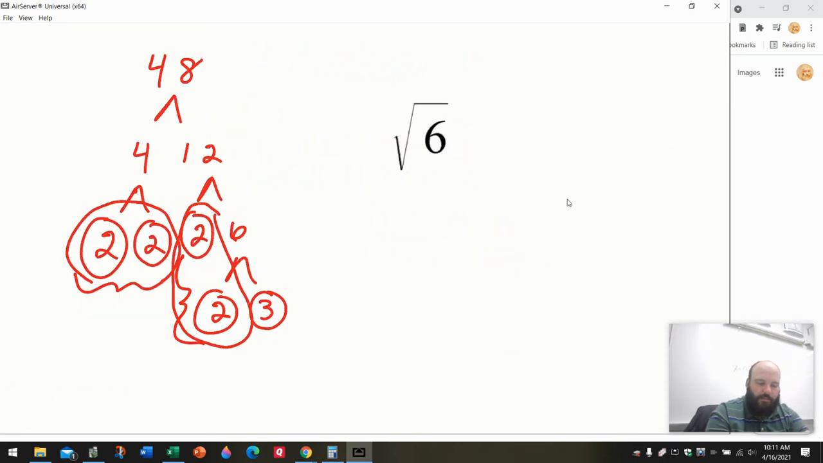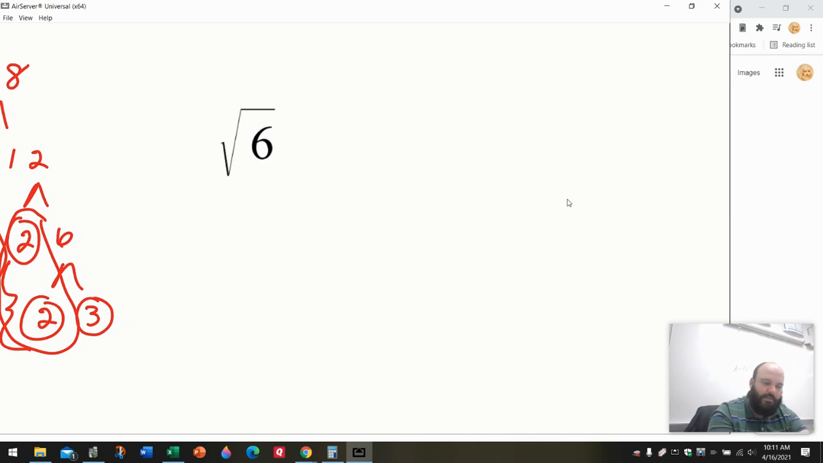Now, looking at the next one that we have, the square root of 6, if you look at 6, the factors of 6 are 1 and 6 or 2 and 3. None of these numbers, 1, 6, 2, or 3, are perfect squares. Therefore, you cannot simplify this any further. It's just left as the square root of 6.